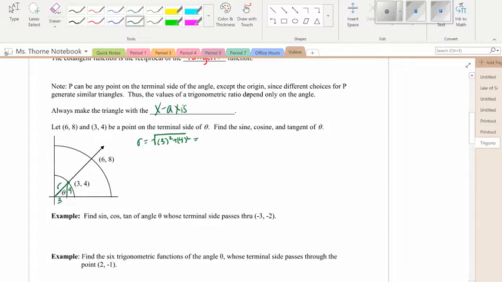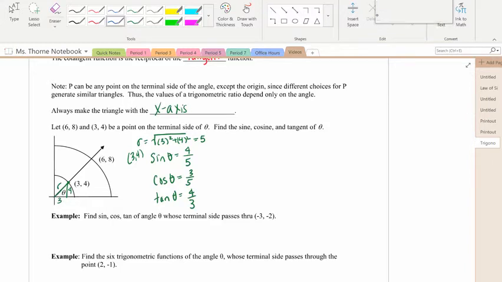When we do that, we get 16 plus 9, which is the square root of 25, which ends up being equal to 5. So the sine of theta is equal to opposite, which is 4, over the hypotenuse, so 4/5. The cosine of theta is equal to adjacent over the hypotenuse, and the tangent of theta is equal to opposite over the adjacent. So now let's go ahead and look at the point 6, 8.